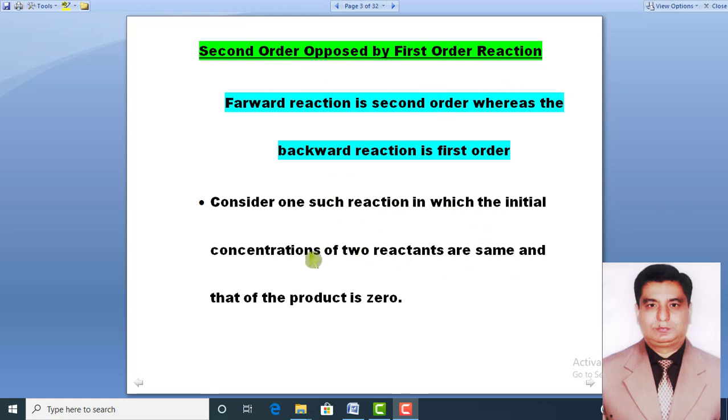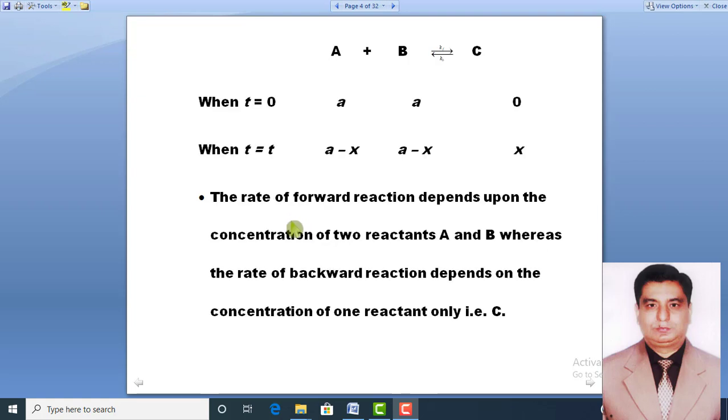To understand such type of reactions, we suppose that we have two reactants A and B and the product is C. If you remember in my previous lecture, the reactant was A and the product was B and C. But the situation here is different from the previous one. So, we further suppose that when the time was 0 second, for reactant A we have A mole and for reactant B we have also A mole.